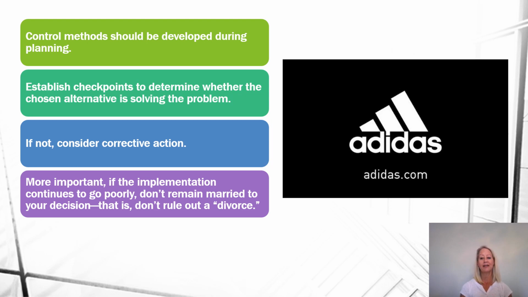More important, if the implementation continues to go poorly, don't remain with your decision. That is, change your tack. For example, if a team is losing, it often tries different plays and players in various positions to score and win. If you are off track to achieve your objective, you don't want to give up too soon and miss it, but you also don't want to be a victim of the escalation of commitment, not admitting to having made a bad decision and staying too long with a plan that is not working.